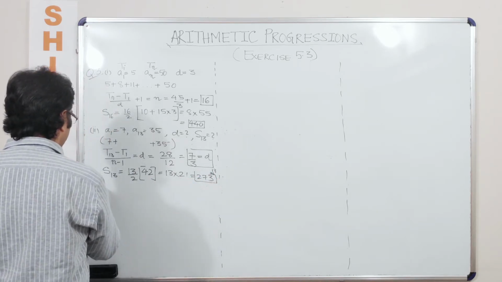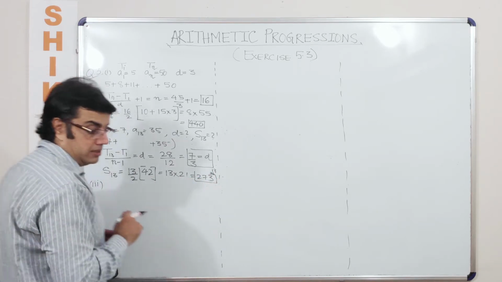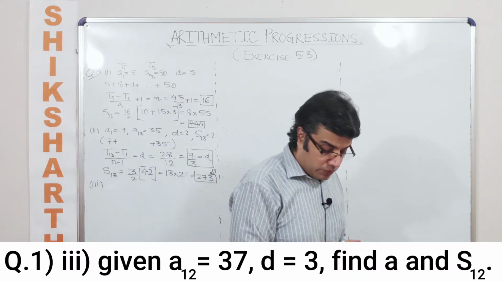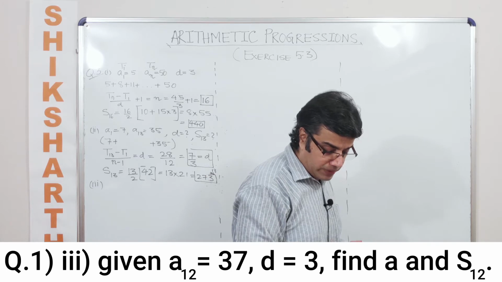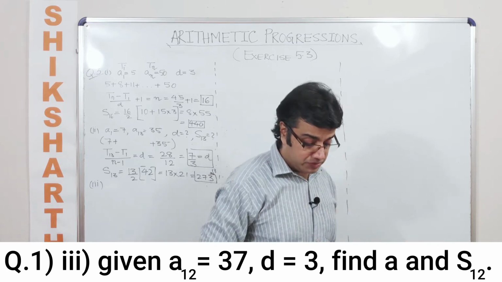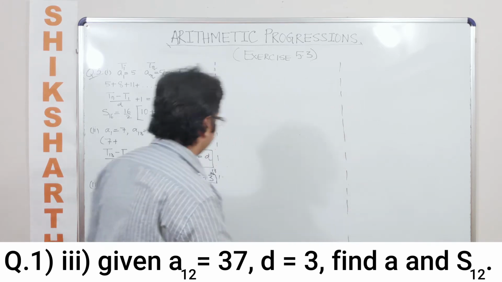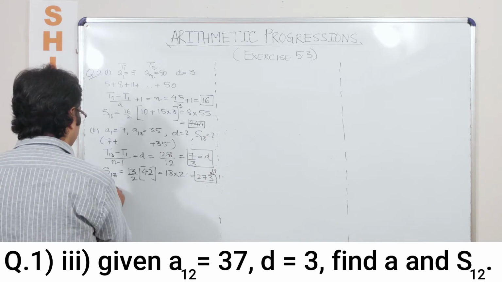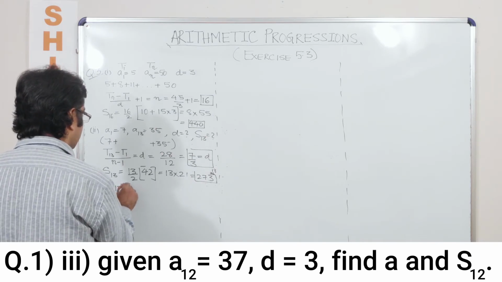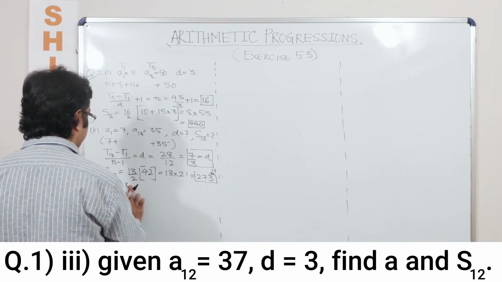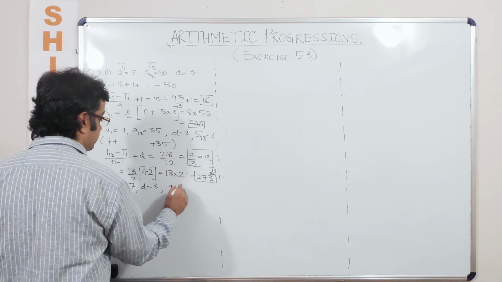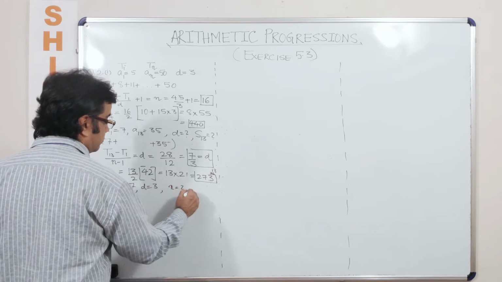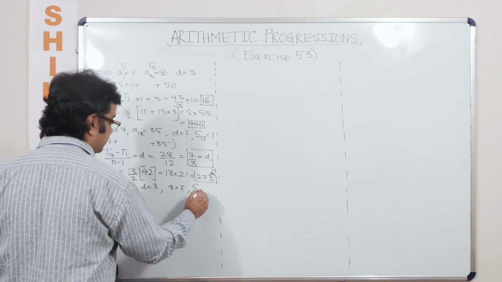Talking about the third subpart. The third subpart says 12th term is given, common difference is given. You have to find out the first term and the sum of the first 12 terms. So the 12th term is given to you as 37. The common difference is given to you as 3. You are supposed to find out the first term, and then the sum for first 12 terms.